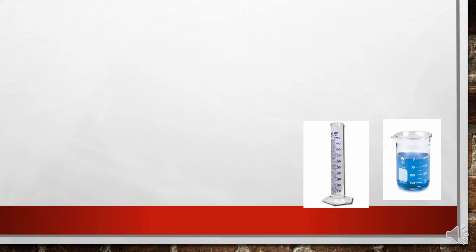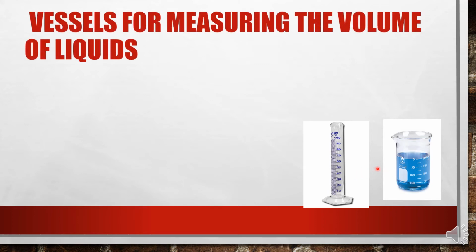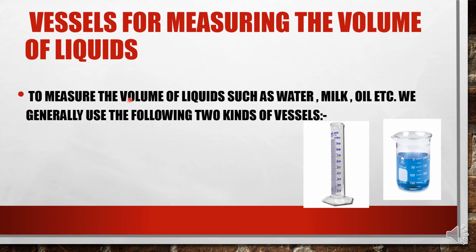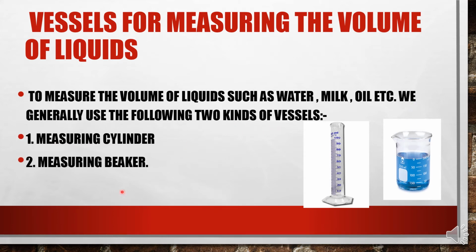So here in the slide, you can see there are two pictures. This is the picture of a measuring cylinder and this is the picture of a measuring beaker. So why do we use them? We use them to measure the volume of liquids. These are the vessels for measuring the volume of a liquid. To measure the volume of a liquid such as water, milk, oil, etc., we generally use the following two kinds of vessels. Number 1 is the measuring cylinder and number 2 is the measuring beaker.